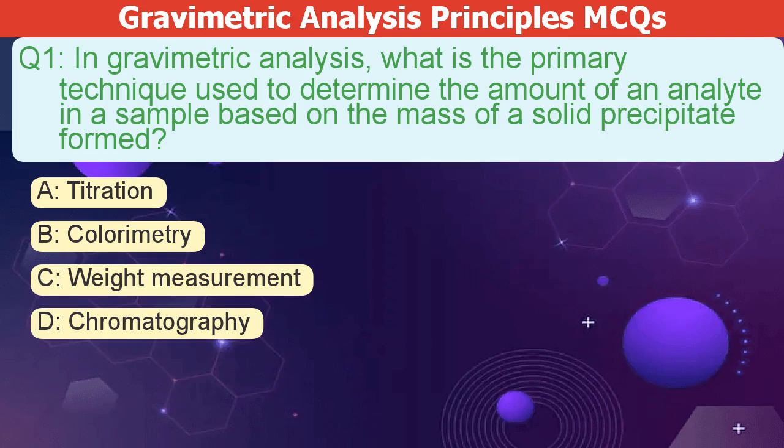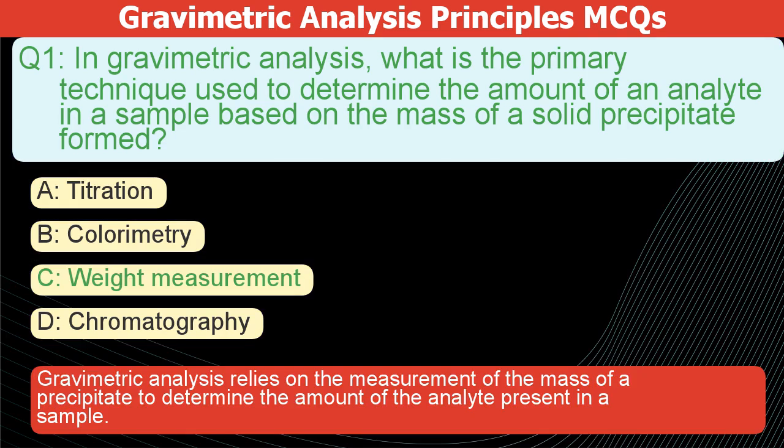In gravimetric analysis, what is the primary technique used to determine the amount of an analyte in a sample based on the mass of a solid precipitate formed? A. Titration. B. Colorimetry. C. Weight measurement. D. Chromatography. The correct answer is C.